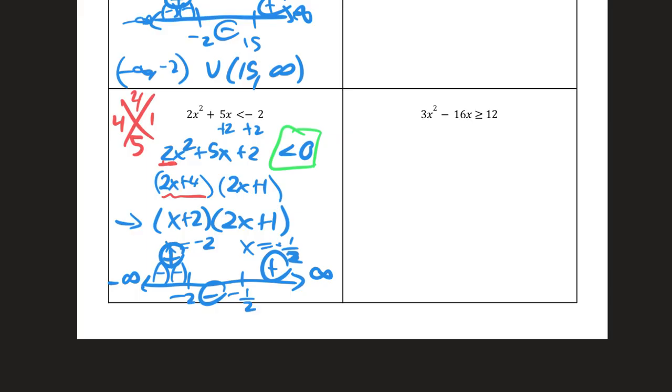And then I can answer that question, where is this function less than 0? It's less than 0 where it's negative, so between negative 2 and negative 1/2, not including, because it's not equal to 0.